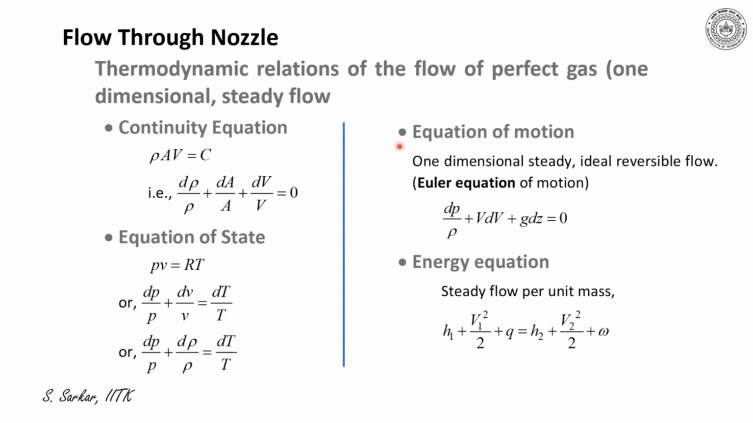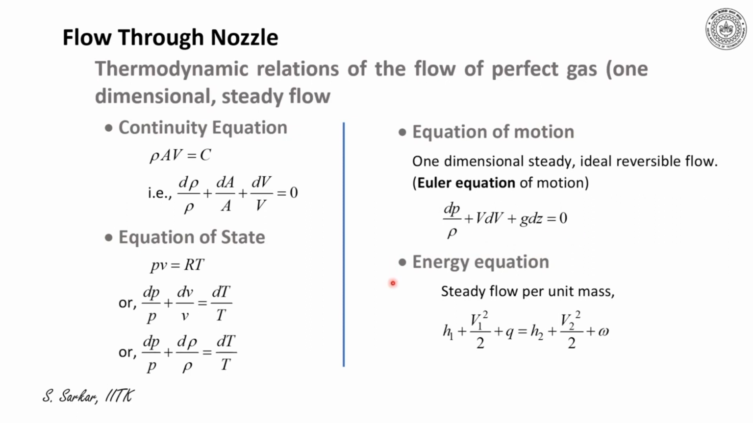Similarly, the equation of motion for ideal, reversible, and one-dimensional flow, which is the Euler equation, can be given as dP by rho plus V dV plus g dz is equal to 0. Now, if we neglect the elevation, then g dz can be put to 0. Thus, the Euler equation of motion becomes dP by rho plus V dV is equal to 0.